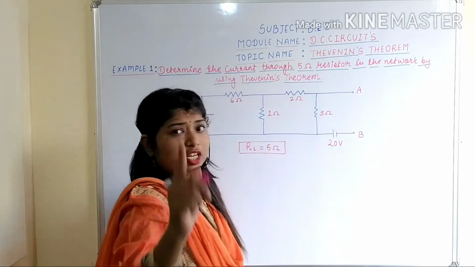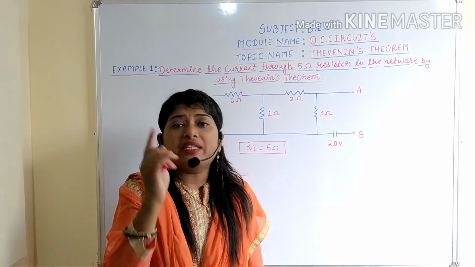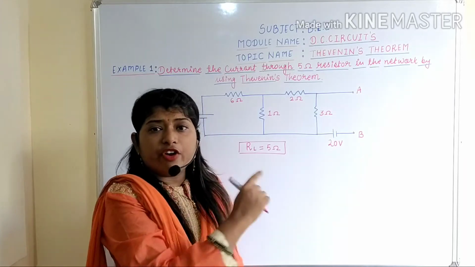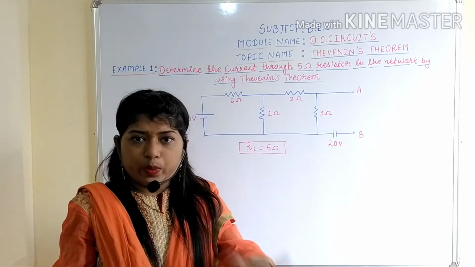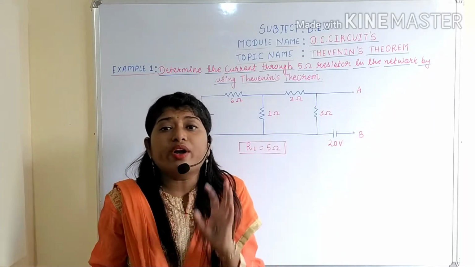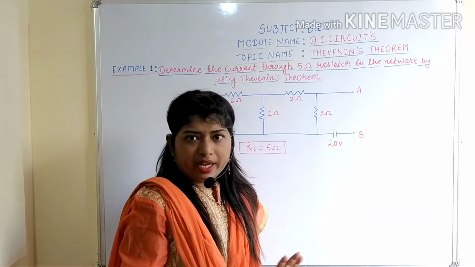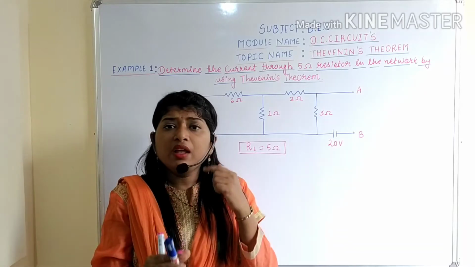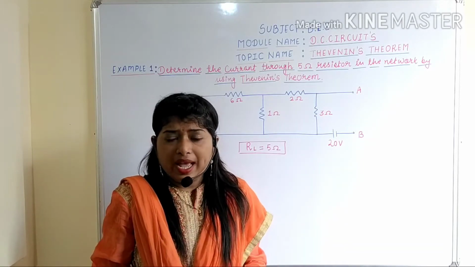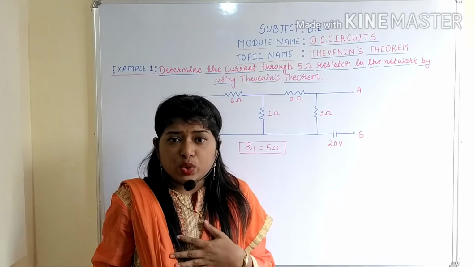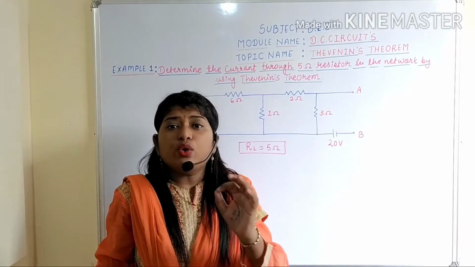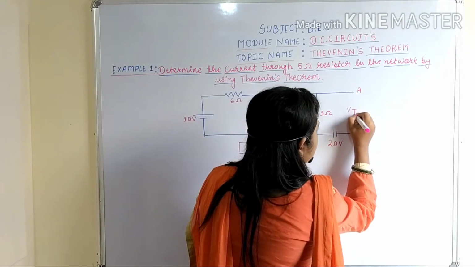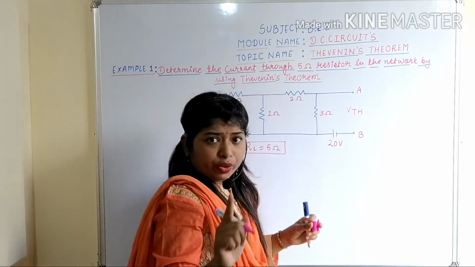As per step number 1, first you need to identify the load resistance from the circuit. Once you have done that, simply replace the load resistor by an open terminal. Coming to step number 2, we need to calculate VTH. To calculate VTH, you need to assign VTH across these two terminals. What do you need to do?